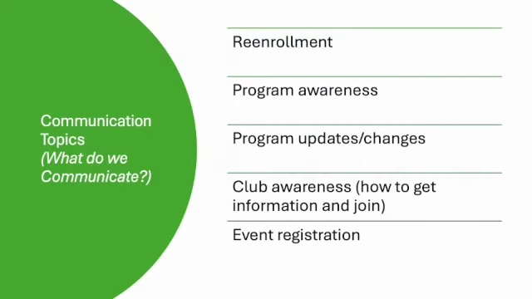So, what things do we communicate with our 4-H membership? Things like enrollment or re-enrollment. We want to make them aware of the programs that we're offering. We also want to keep them up to date on our programs and any changes that may take place. One of the most common requests is what clubs we offer and how they can join. We also want to offer information on how to register for our events.